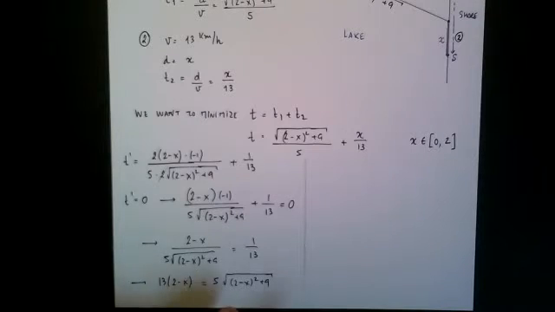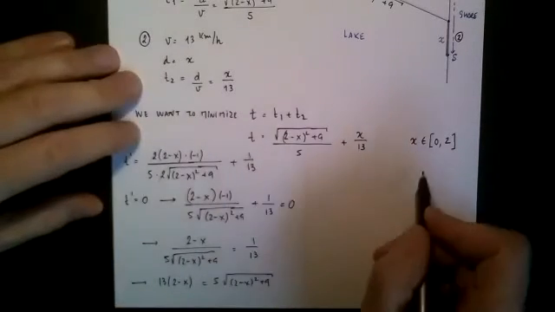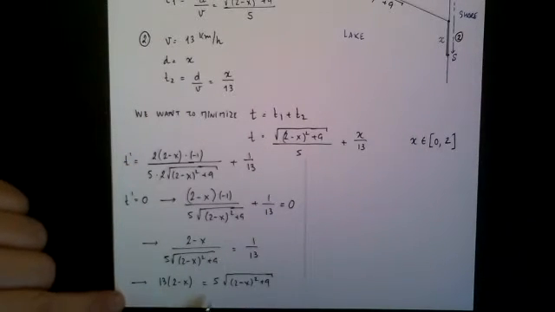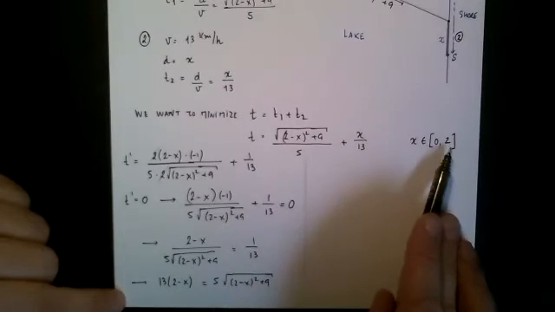Okay, so how do I get rid of the square root? I'm going to square both sides. So right away, actually, I should have a restriction here because the square root can never be negative. So this cannot be negative, and so x has to be less than 2. But anyways, x is less than 2, so there's no problem.